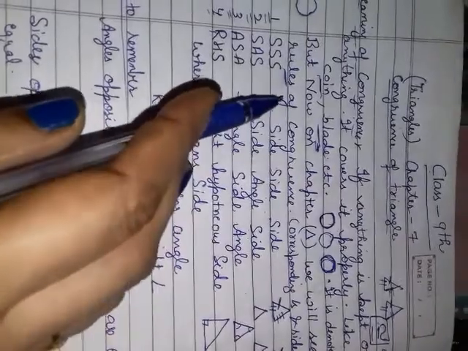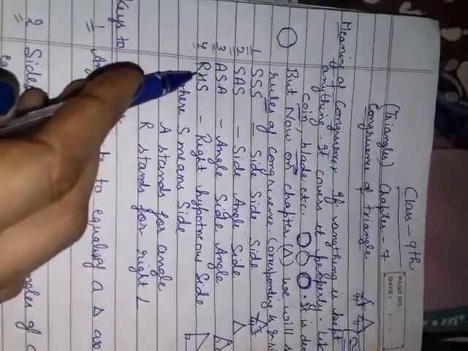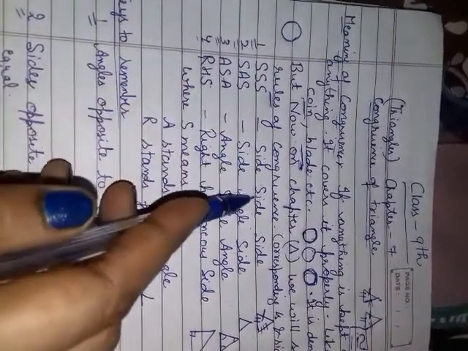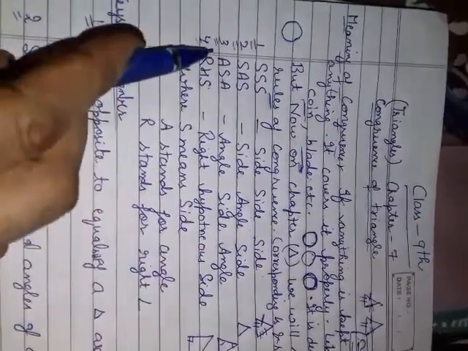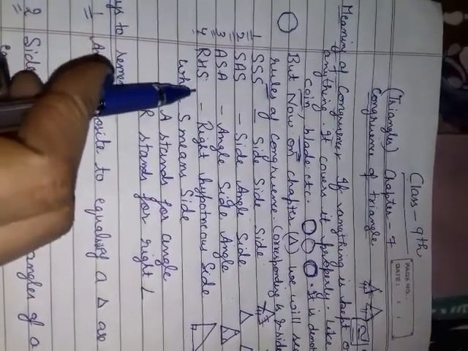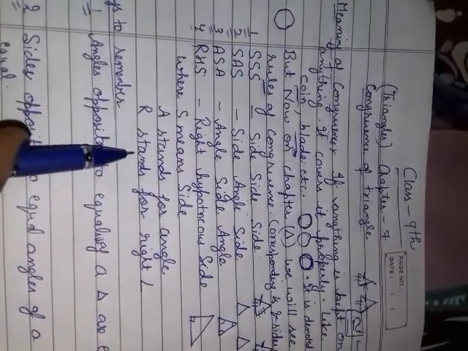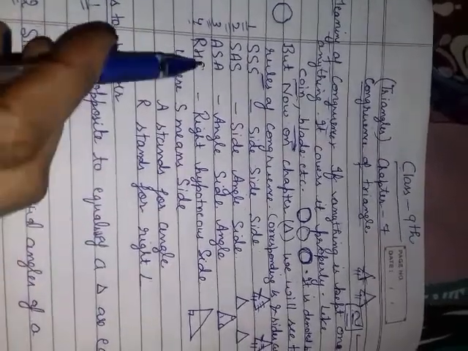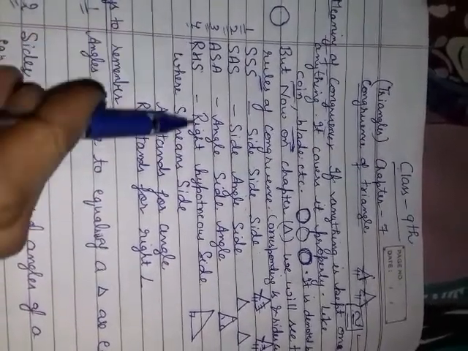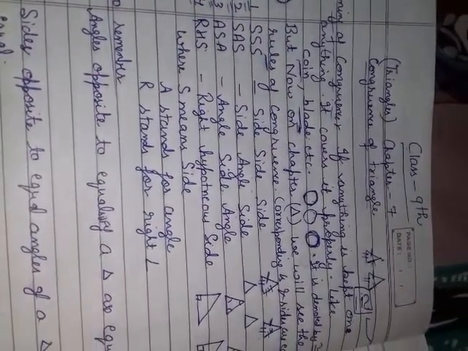Now, how many rules of congruency? There are 4 rules here: SSS, SAS, ASA, RHS. SSS means side, side, side. SAS means side, angle, side. Third one is angle, side, angle. Fourth one is right angle, hypotenuse, side. Here R means right angle. This is not a right hand side. This means right angle, hypotenuse and side. Now we will discuss them one by one.